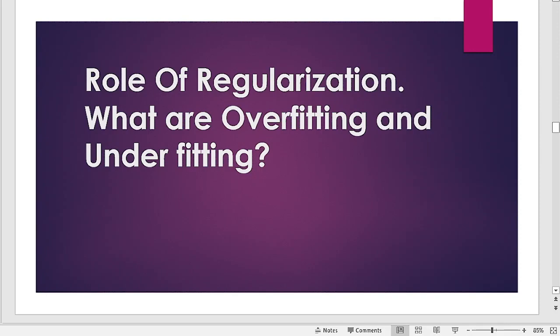Handling multicollinearity. When the features are highly correlated, regularization can stabilize the model by reducing coefficients sensitive to small data changes. Generalization. Regularized models learn the underlying pattern of the data and generalize better to new data instead of memorizing specific examples.